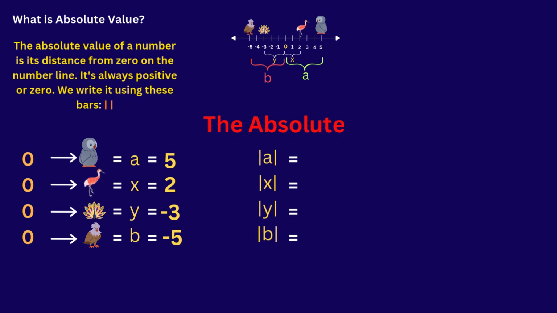So the absolute value of a will be 5. The distance from 0 to the owl is just 5. The distance from 0 to our swan, which is the absolute value of x, is 2. And the distance from 0 to our peacock will be equal to 3. So over here, the absolute value of y eliminates the negative sign. The absolute value of b will do the same thing, eliminating the negative sign of -5, and it will become 5. Let's see this in a realistic example.